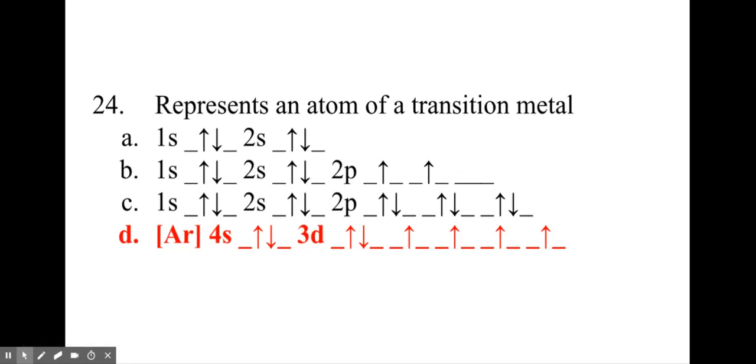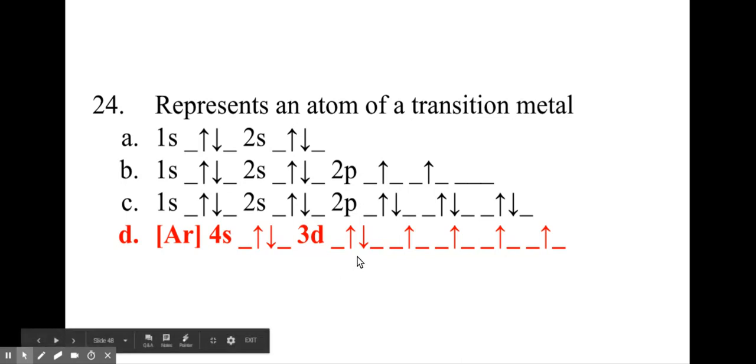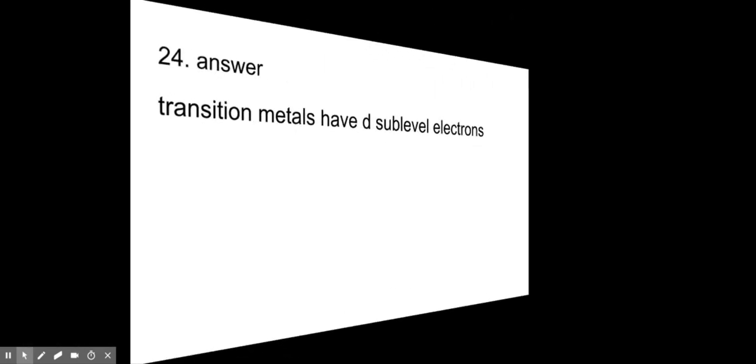Number 24. Again, analyzing our electron configurations in our orbital notation, which you should expect to have to draw at some point, represents an atom of a transition metal. Well, the transition metals are in the D block, so we're going to be seeing D sublevel electrons, and this is the only place that we do, so D is our correct answer.